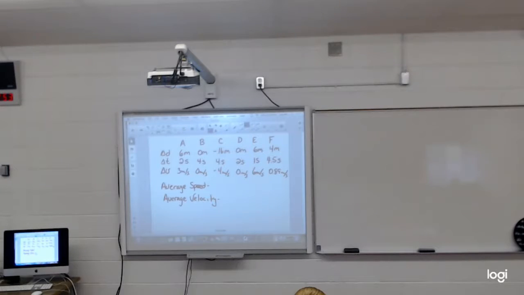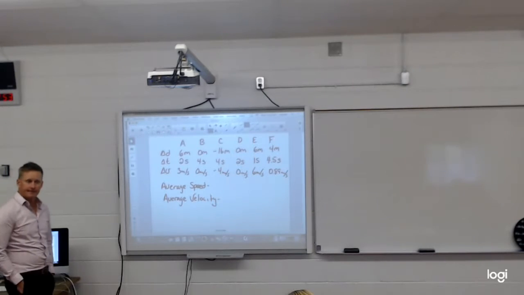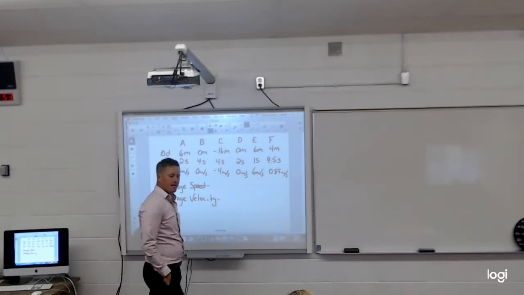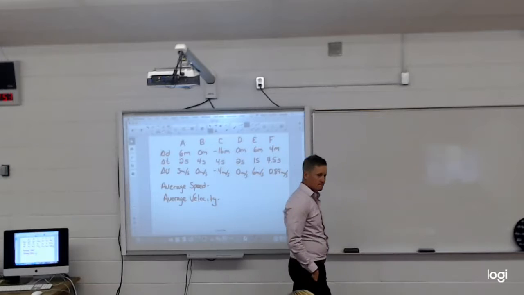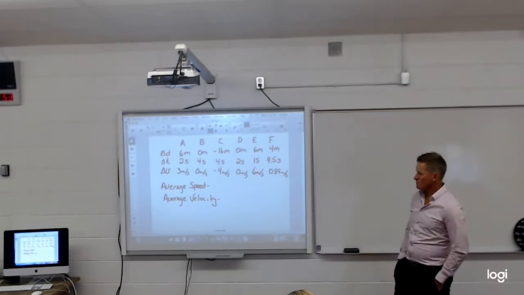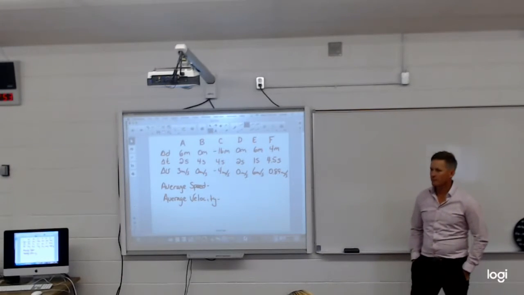Let me just check that. 32, right? Yes, that's what it was. You got 32? Isn't it zero? No, that's displacement. Your distance, you count, right? Because speed has no direction. It's just your distance over time. Velocity is displacement.